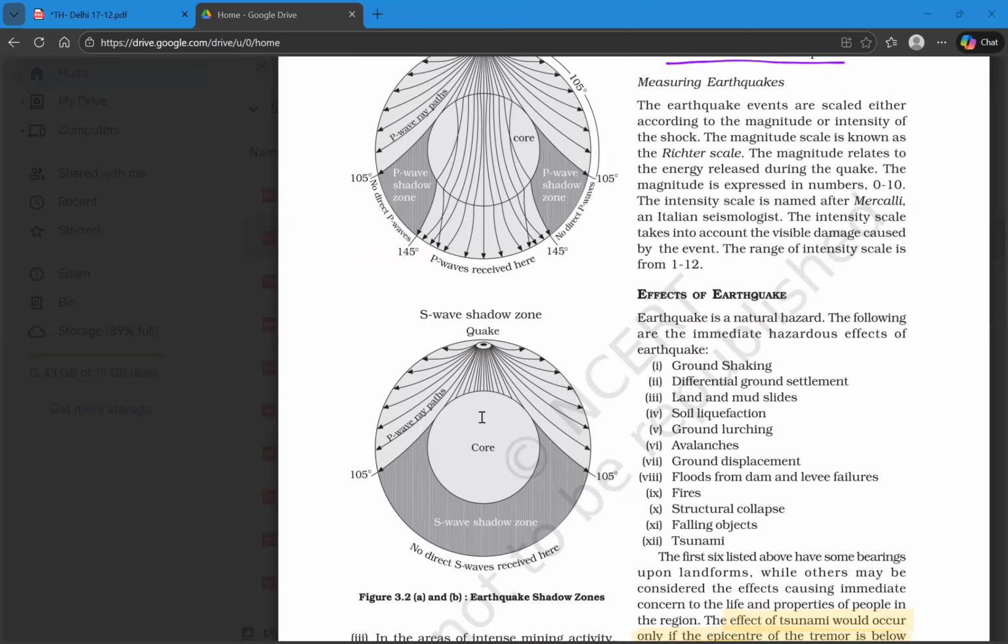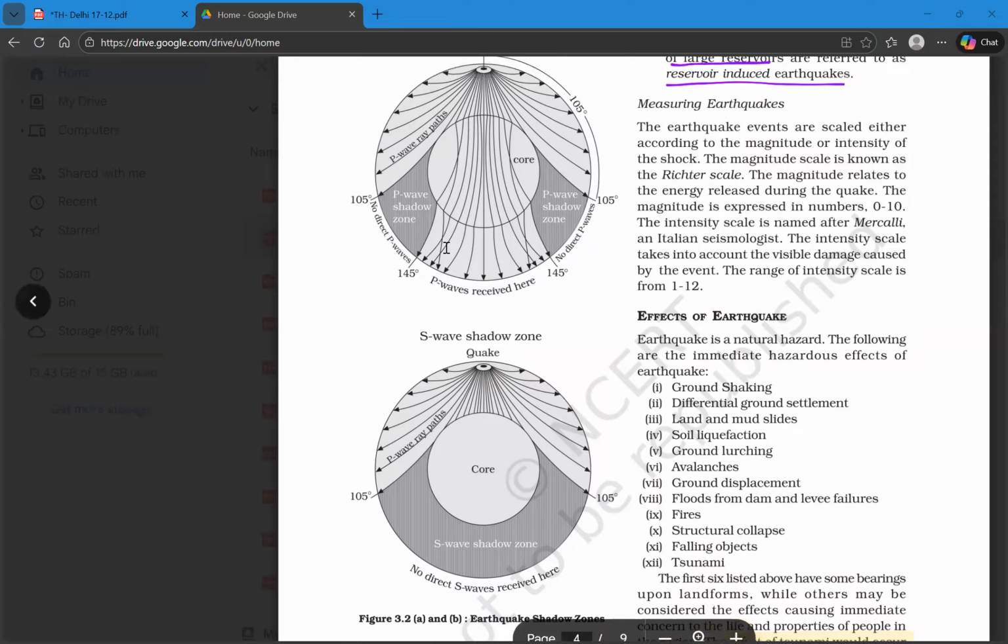So we can conclude that the core is something that is not solid. So from this we can conclude that the core is not solid, while the crust is solid, as we know, but the core is not solid. So from this we can conclude that the core is a liquid portion.